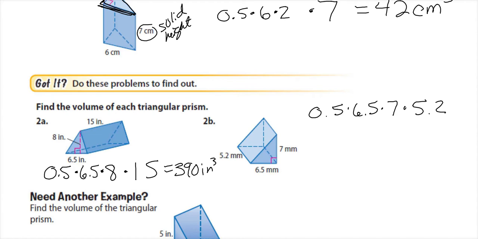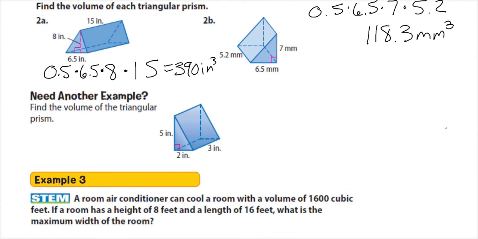Okay, so then when you type those in, we should get 0.5 times 6.5 times 7 times 5.2. And that came out to 118.3. So that's cubic millimeters then. All right, let's go ahead and try this one.